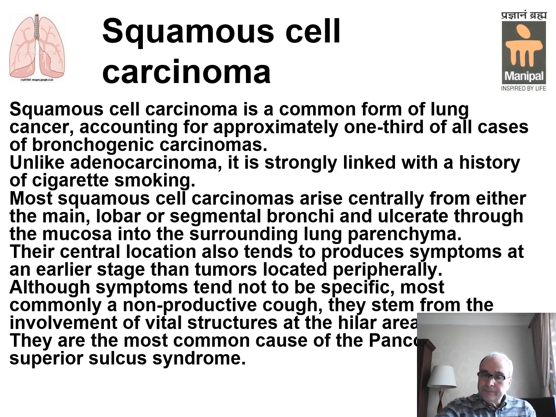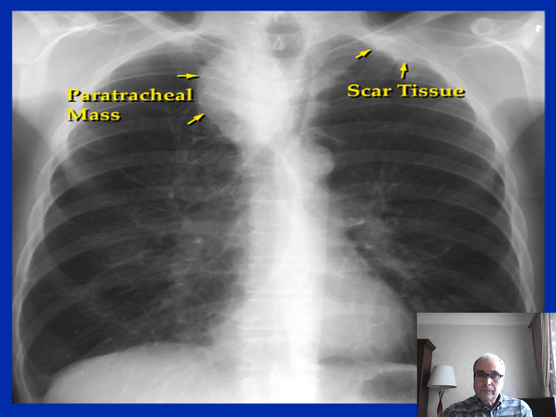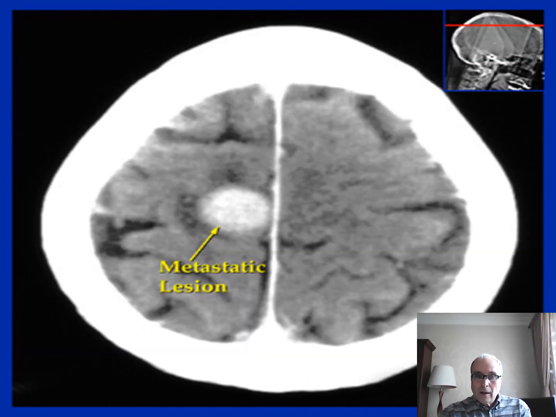Extrathoracic symptoms may be due to metastatic or non-metastatic causes. The commonest sites of metastasis in decreasing order of frequency are the liver, adrenal glands, brain, skeleton, and kidney. Extrathoracic non-metastatic symptoms are caused by the secretion of endocrine or endocrine-like substances by the tumor.